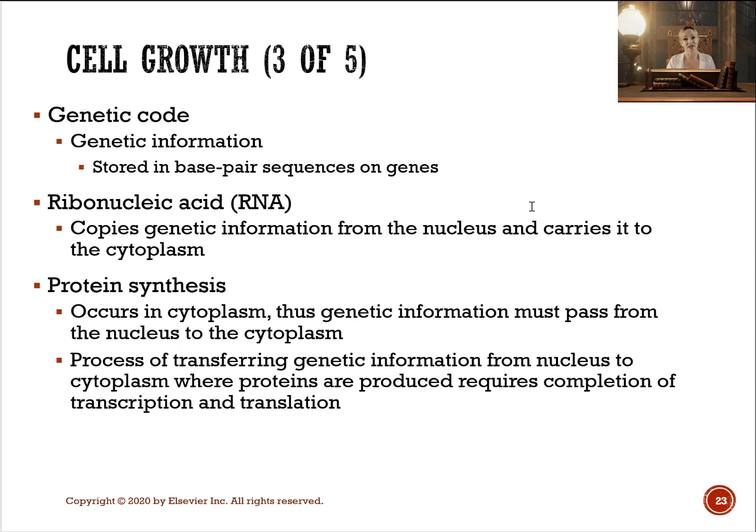We have something called protein synthesis. This occurs in that cytoplasm. Thus, genetic information must pass from the nucleus to the cytoplasm. Do not forget that. The process of transferring genetic information from nucleus to cytoplasm, where proteins are produced, requires completion of transcription and translation.